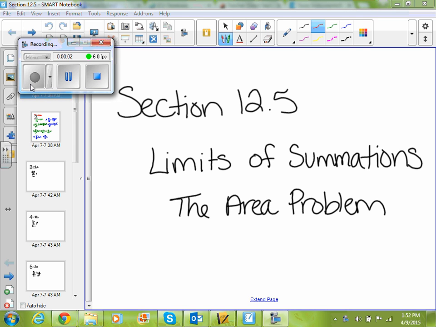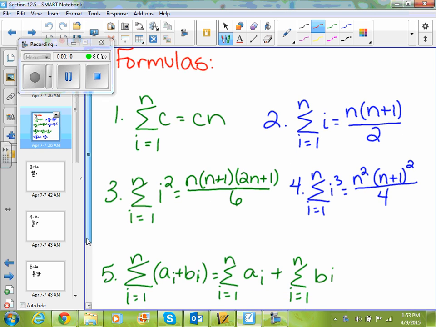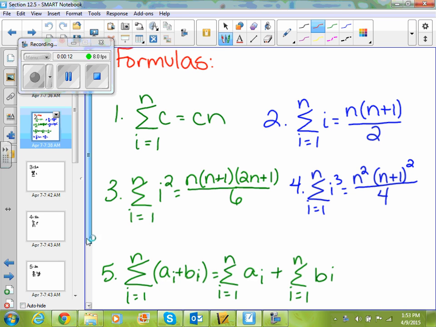Alright, so today we're going to go over section 2.5, which is limits of summation and the area problem. Okay, and so we have some different formulas for limits of sums that we need to know. So we'll start with our sum formulas, and then we'll look at limits in a second.